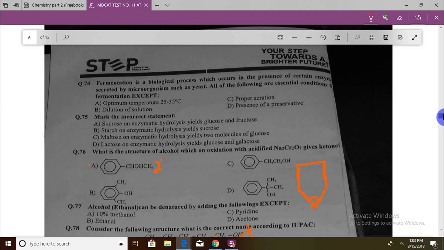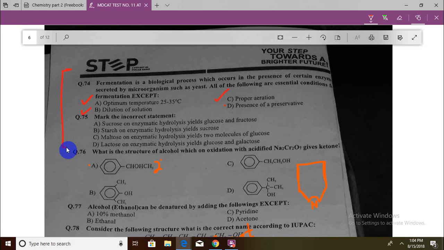Dilution of solution is needed. And there shouldn't be any preservative present. So D is the wrong one, because they've clearly mentioned the necessary conditions. Optimal temperature of 25 to 35. The solution needs to be diluted. There needs to be proper aeration, and there shouldn't be any preservative. Again, I've mentioned this has not been mentioned anywhere in the syllabus, but sometimes they do ask stuff from the book which is not in the syllabus, and A-level students are disadvantaged because they have not read that at all. Which is why I'm saying you should do these two as well.